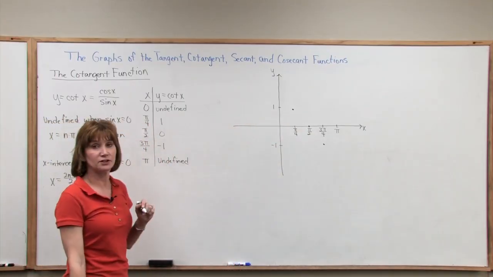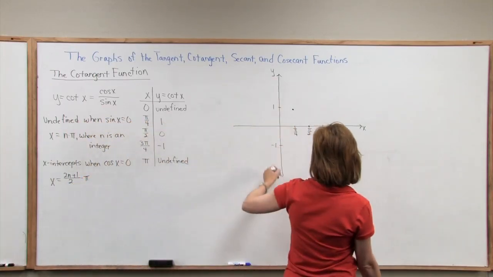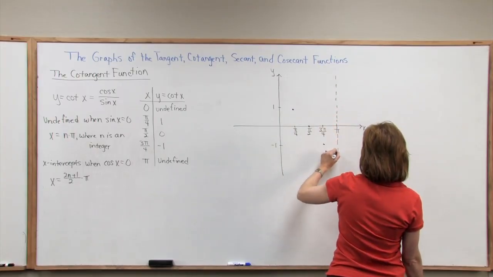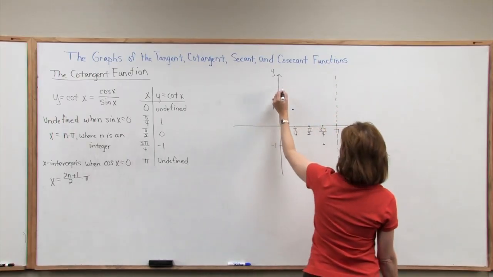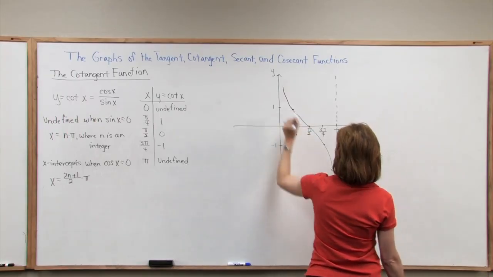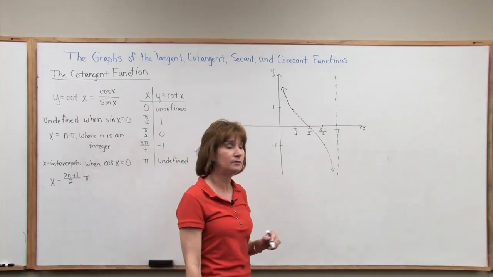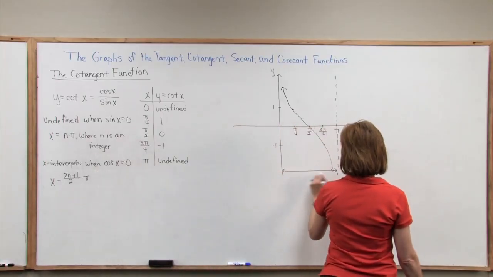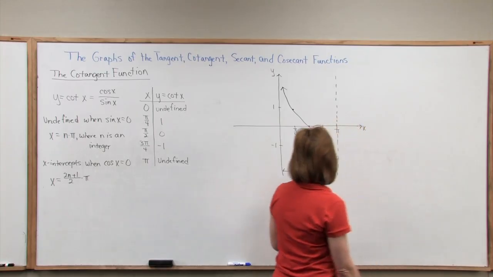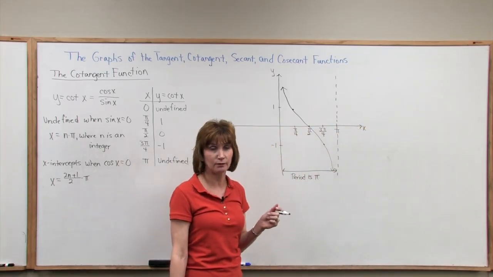Where the cotangent function is undefined, that's where your vertical asymptotes will be. So there's one here on the y-axis, and there's one here at x equals pi. So the one cycle for this cotangent will look like this. We can see the length of that interval is pi. So the period is pi. And this cycle from 0 to pi, we call the principal cycle for cotangent.